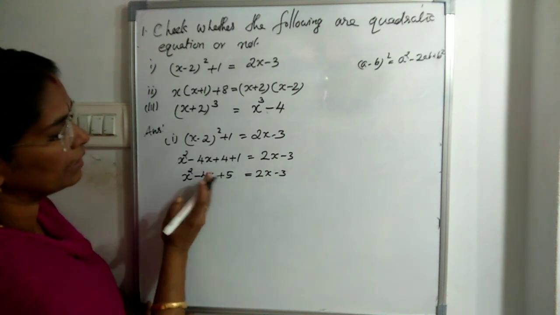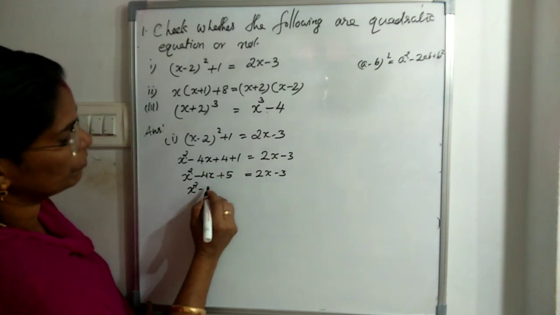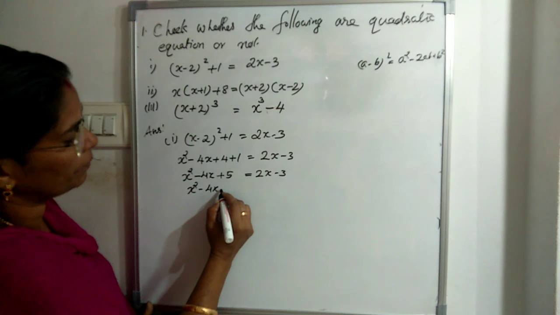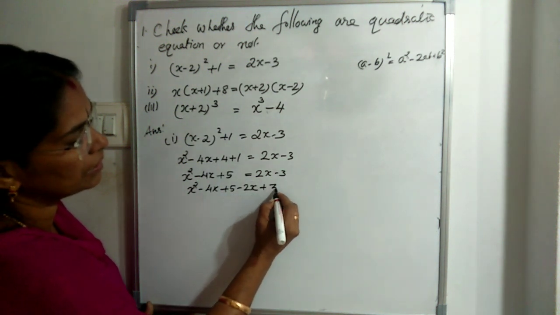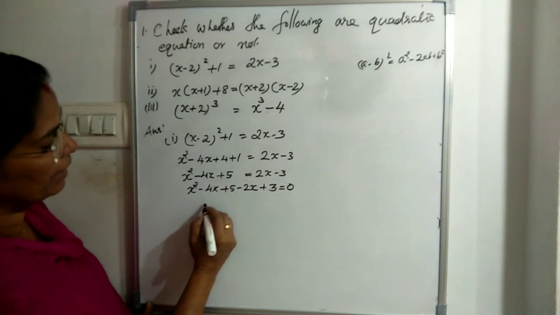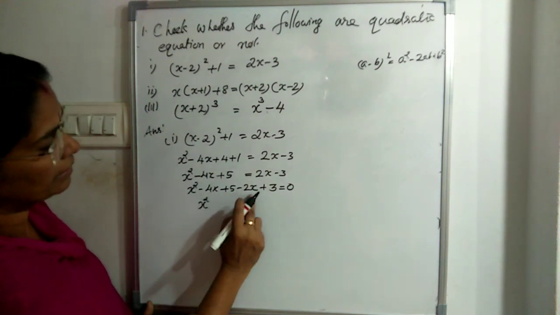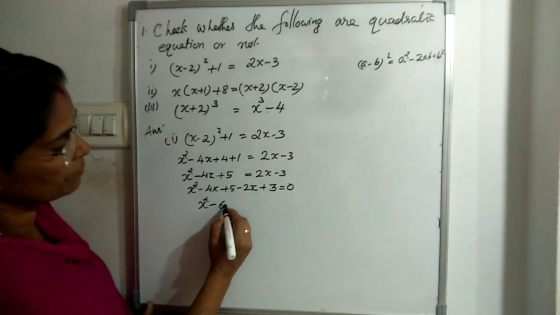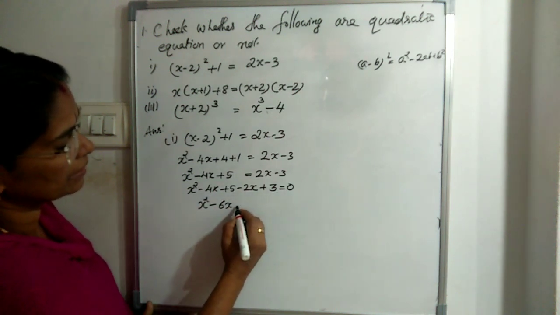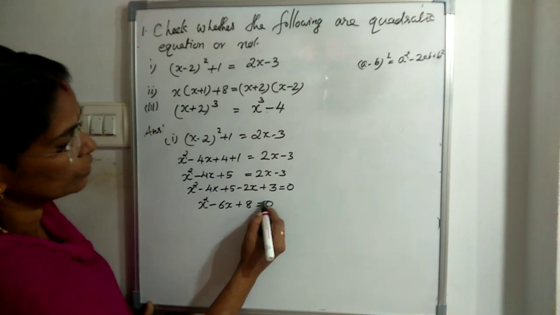After that we have to rearrange to make it equal to 0 form. x square minus 4x plus 5 minus 2x. This minus 3 is coming to the left side, it becomes plus 3, equal to 0. Again rearrange. Like terms we can add: minus 4x and minus 2x becomes minus 6x. Plus 5 and plus 3, we will get plus 8, equal to 0.